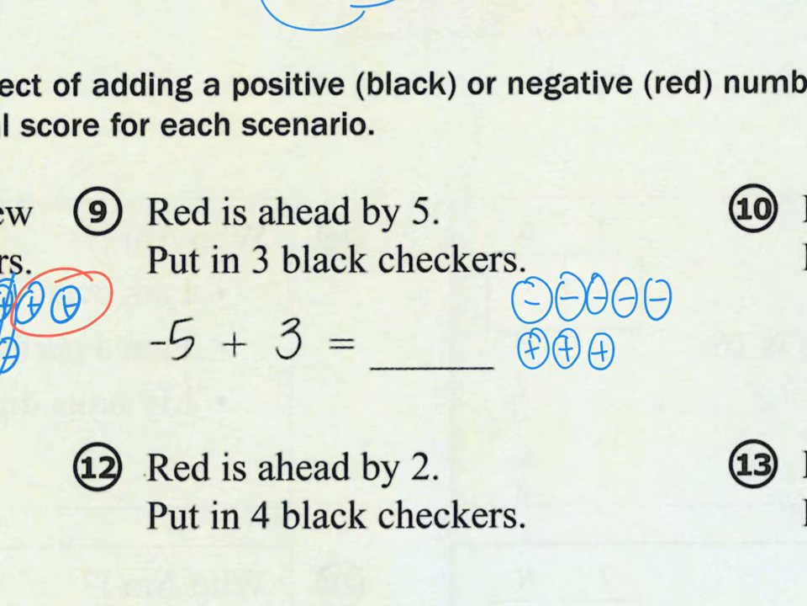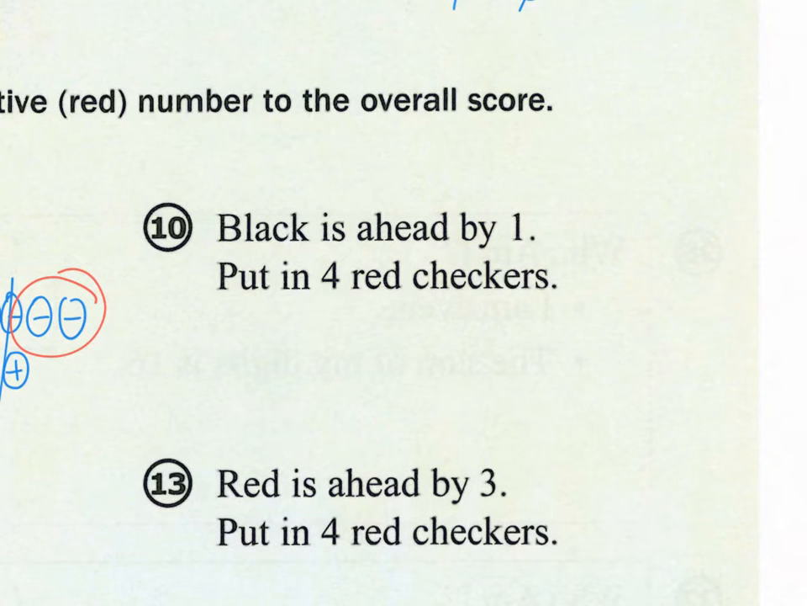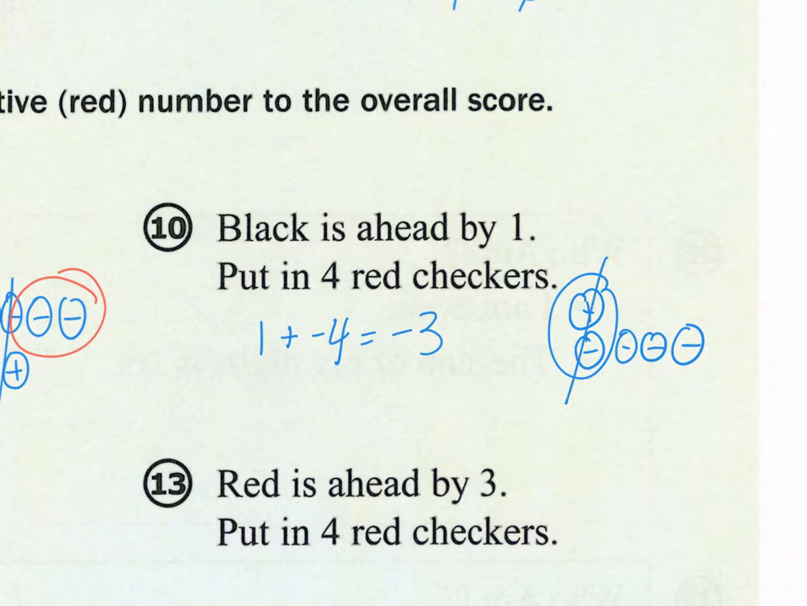In number 9, red was ahead by 5, so there's my 5 red checkers. Put in 3 black checkers, there they are right there, and what I'm left with is some 0 pairs, and then we're left with 2 red ones, so that would be -2. In number 10, black is ahead by 1, so you have a +1, and then you add 4 red checkers, which are all negatives, and you would end up with -3. You have a 0 pair right there, and you end up with your -3.